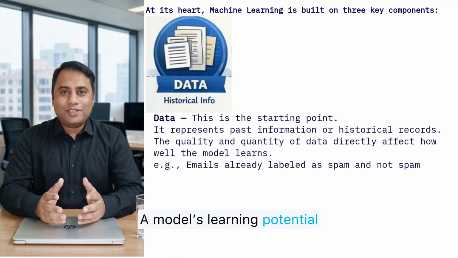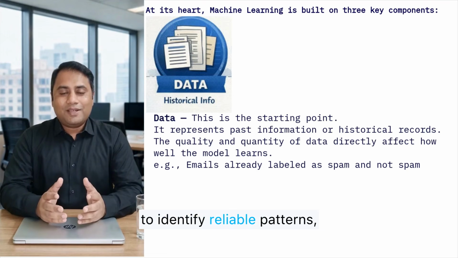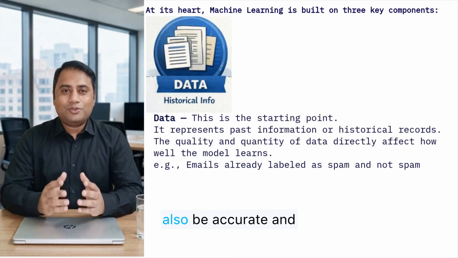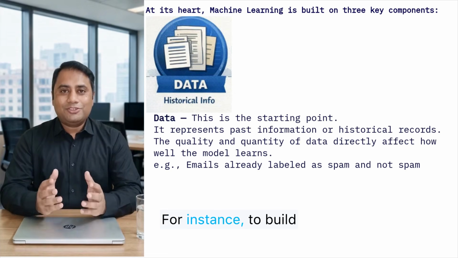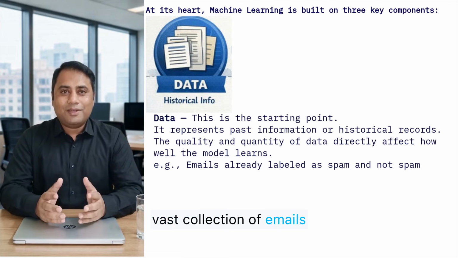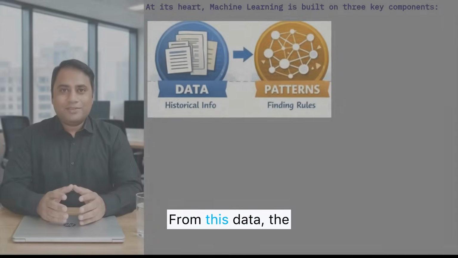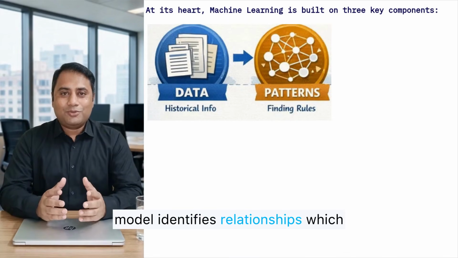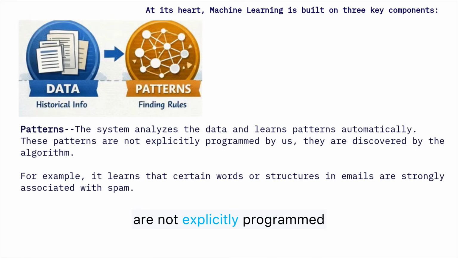A model's learning potential is defined by its data's quantity and quality. It requires a large enough volume of information to identify reliable patterns, but that data must also be accurate and diverse to ensure the model remains precise. For instance, to build an effective spam filter, you must provide a vast collection of emails that have been correctly and consistently labeled as spam or not spam. From this data, the model identifies relationships, which are also known as patterns. It is important to note that these patterns are not explicitly programmed by us. They are discovered by the algorithm.